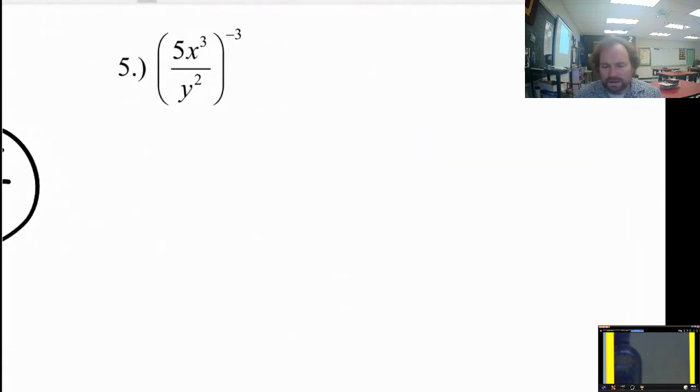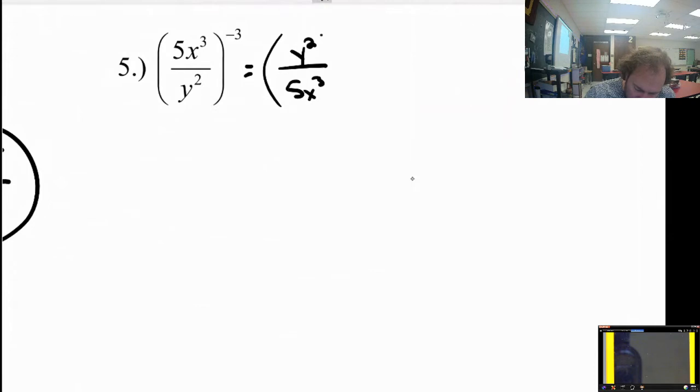Okay, number 5. Again, this is very much similar to the last problem. We're going to start by flipping that fraction. We'll put y to the second power up there, 5x to the third down there. We'll change it to a positive third power, like that. And now we will apply it.